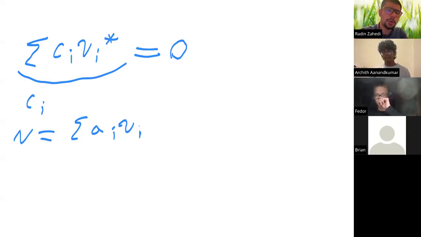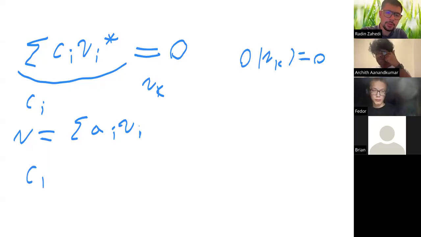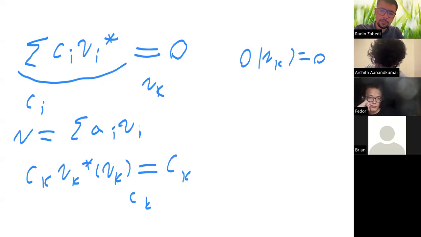So is your idea to just apply both sides to vi? So some vk, for example? Yeah. Okay, exactly. So the right hand side would just be 0 of vk, which is 0. The left hand side would just turn out to be ck times vk star of vk, because for all other terms, vi star of vk is 0, which is just ck. So we know that ck equals 0, so all c's are 0. So basically, these are all linearly independent.